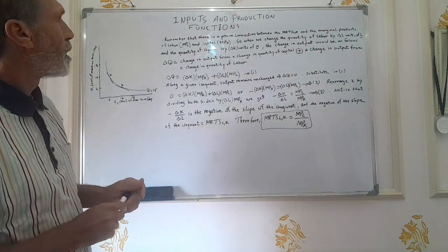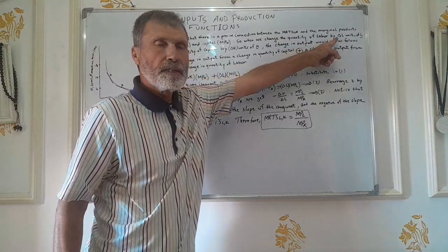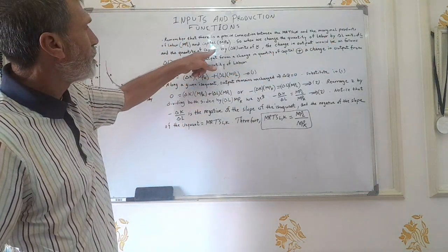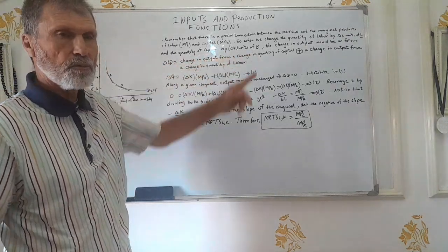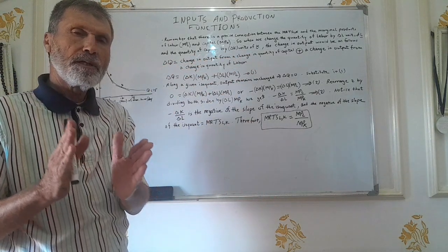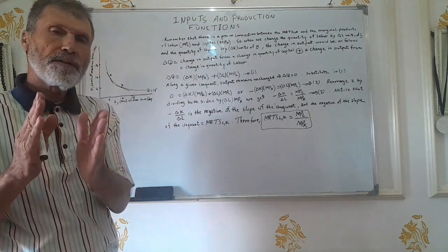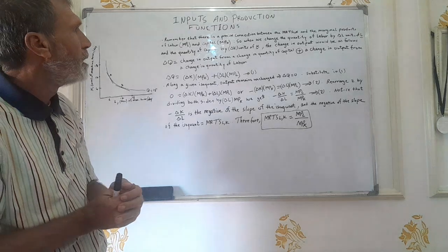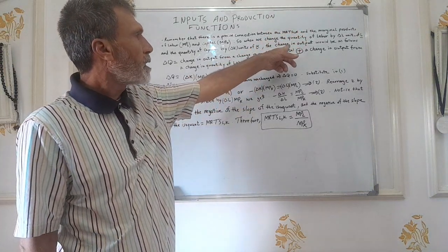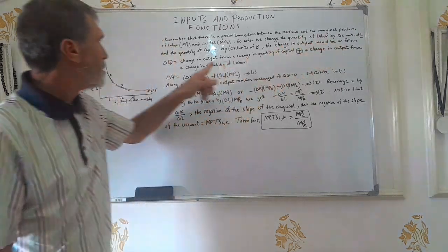So remember, when we change the quantity of labor by delta L units of labor, and the quantity of capital by delta K units of capital. Of course, as a result of this change, we're going to come up with the change in output. The change in output would be as follows.